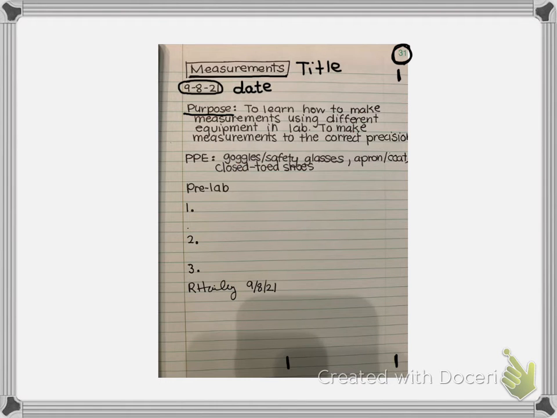If you notice, I wrote the PPE and I said goggles or safety glasses, and you don't have to put both. If you own safety glasses, you could write safety glasses. If you own goggles, write goggles. You don't have to put both. Then I said a lab apron or a lab coat. Again, you can do whichever you have, and then closed-toed shoes.